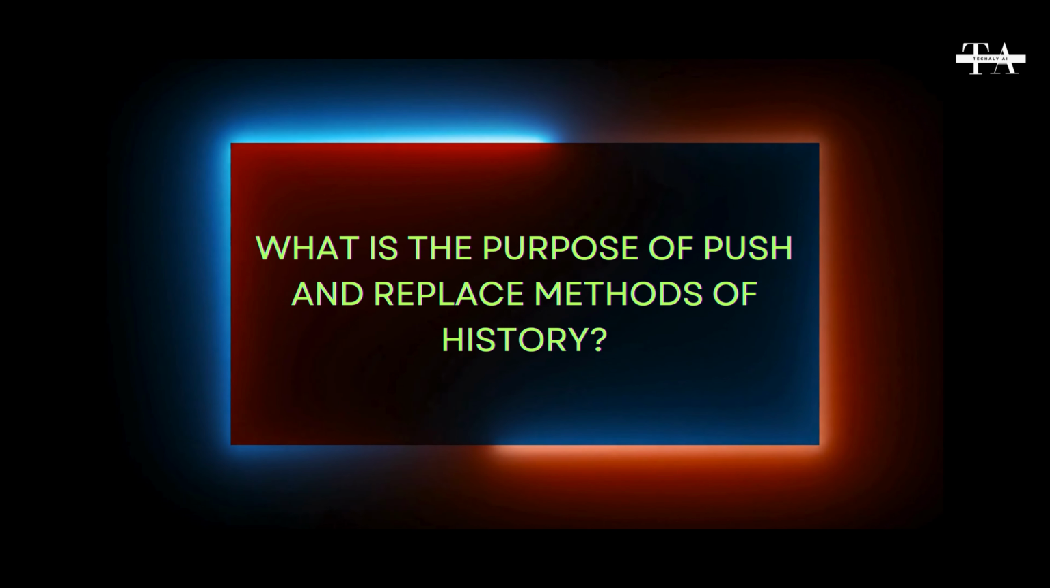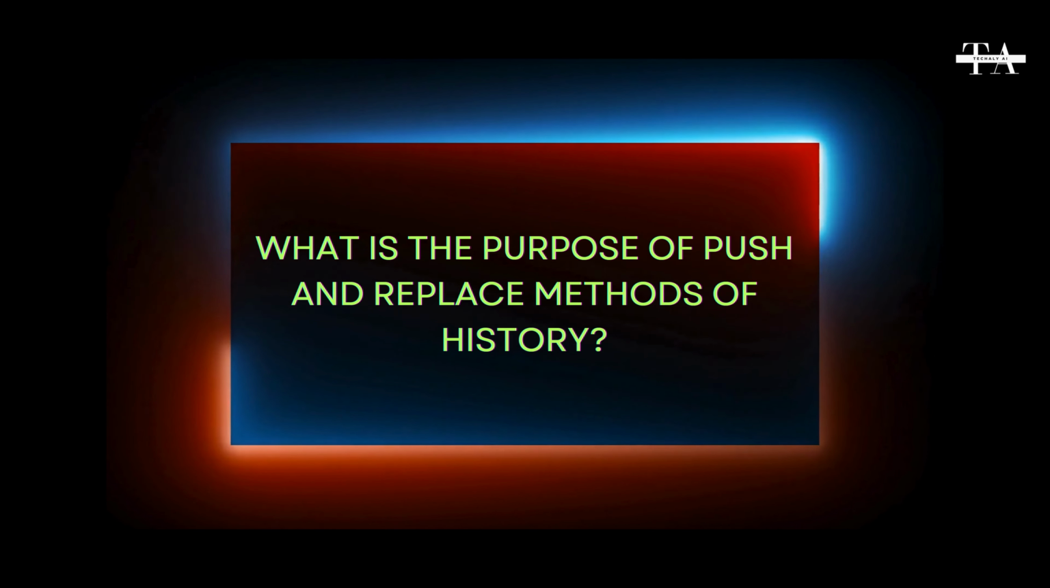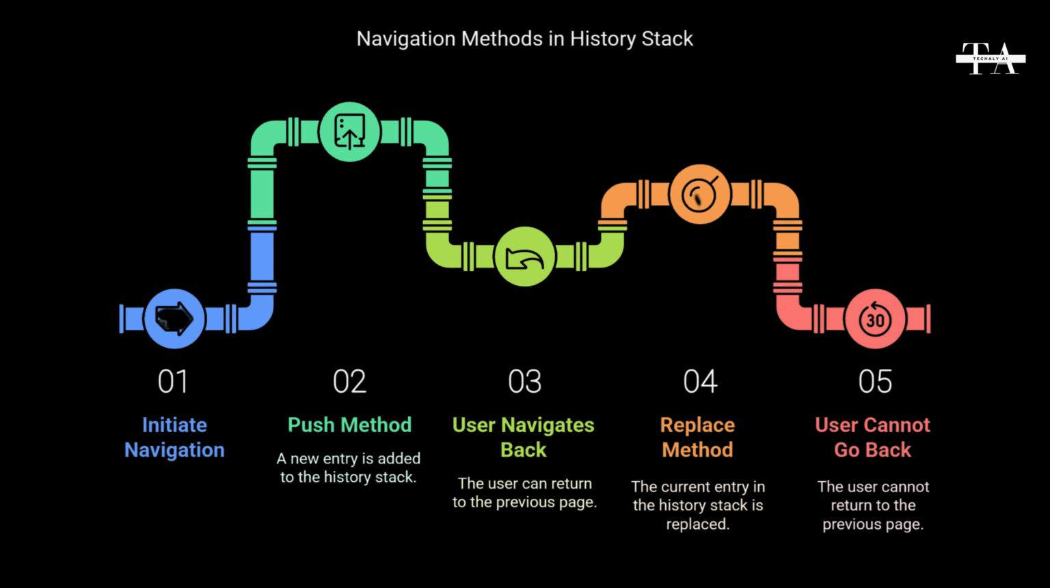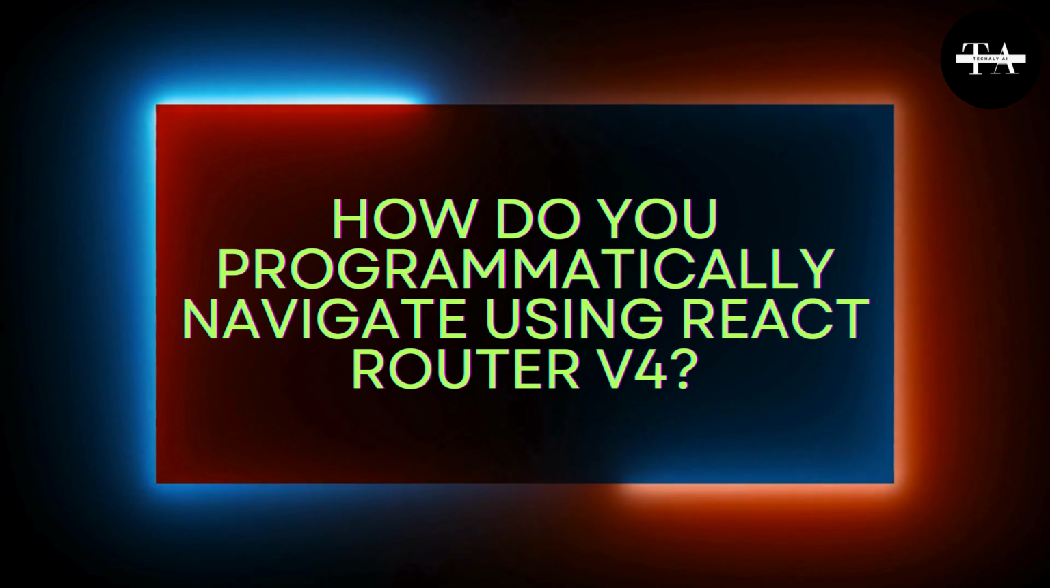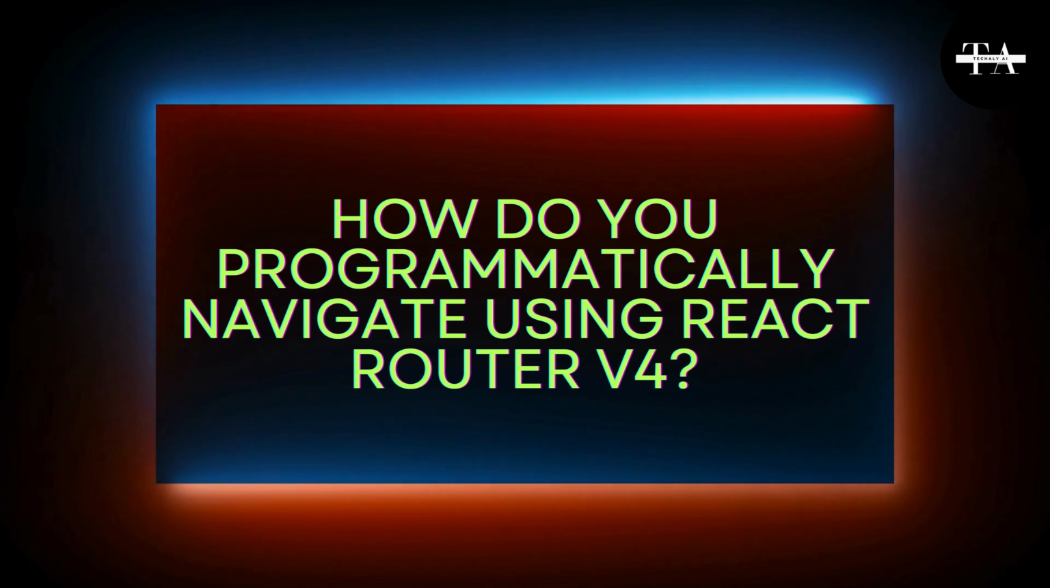What is the purpose of the push and replace methods of history? The push and replace methods of the history object are used to navigate programmatically. Push adds a new entry to the history stack, allowing users to navigate back to the previous page. Replace replaces the current entry in the history stack, meaning users cannot go back to the previous page using the back button.